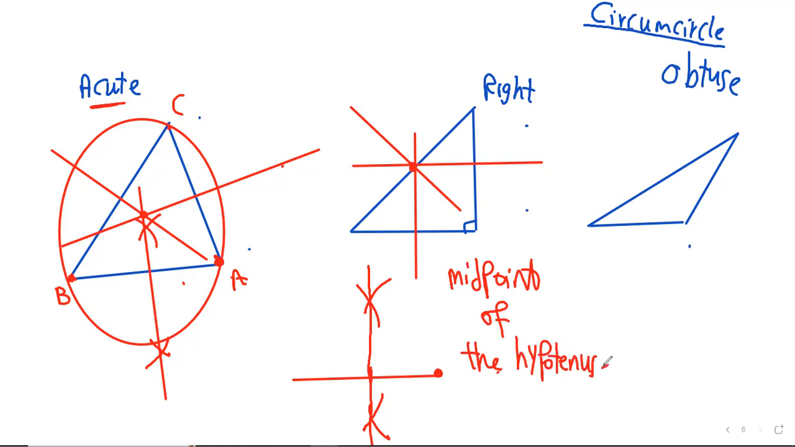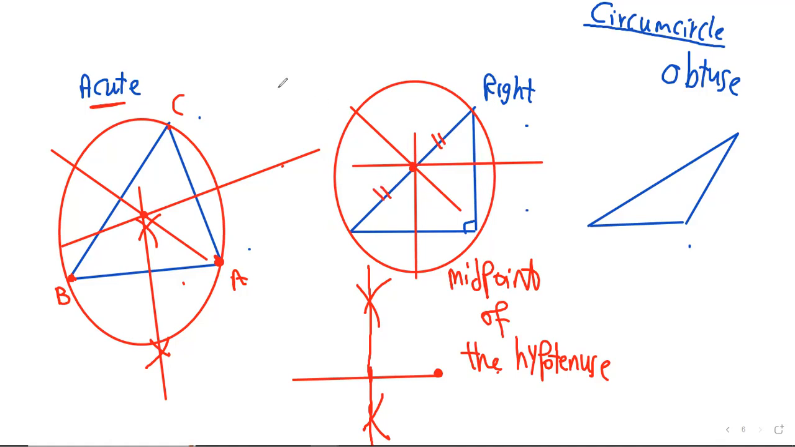Okay? Put the metal tip here of the compasses, draw a circle passing through these points here. So the center of the circumcircle in this case lies in this point here. This point, the center here, is the midpoint of the hypotenuse.